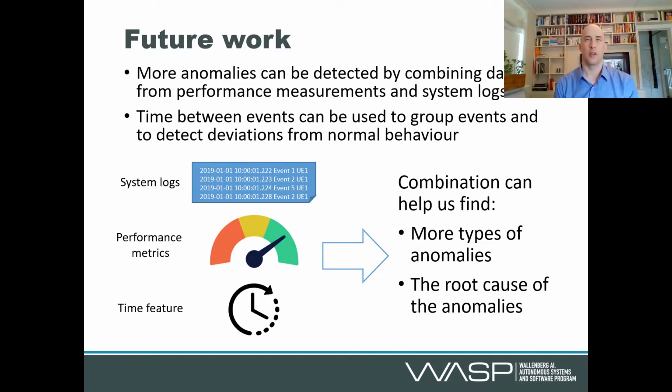In our future work, we will go further with anomaly detection in system logs and combine it with performance metrics. In this way, we can detect more anomalies and also find other types of anomalies. We'll also look into how the timestamps in the system logs can be used to detect anomaly behavior in the delays between the events. Later on, we'll also look at how we can find the root cause of the anomalies we have seen.